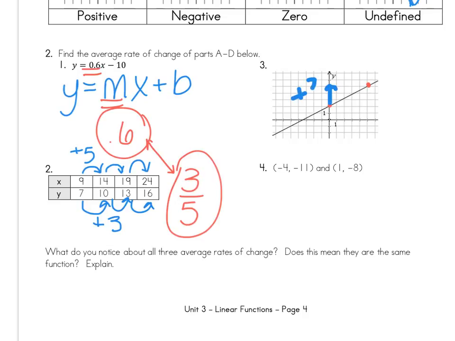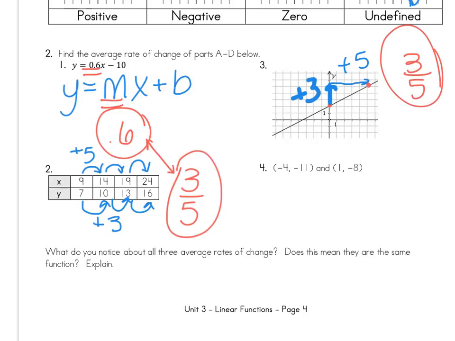So up 3 and to the right 1, 2, 3, 4, 5 spaces. So my vertical change is 3 divided by my horizontal change, which is 5. Again, we have the same slope. This is really cool.